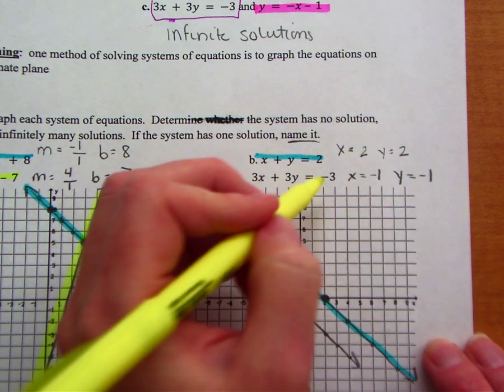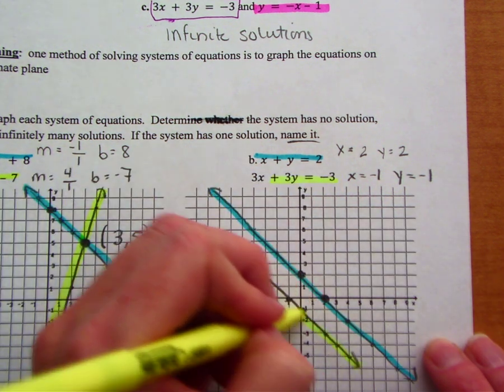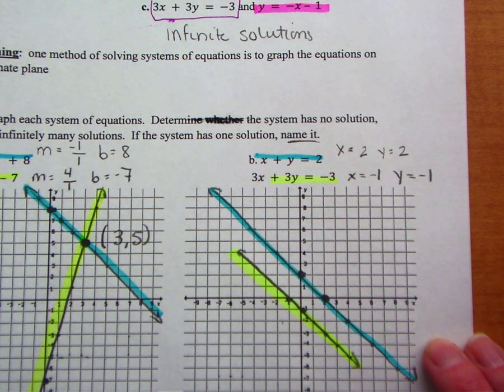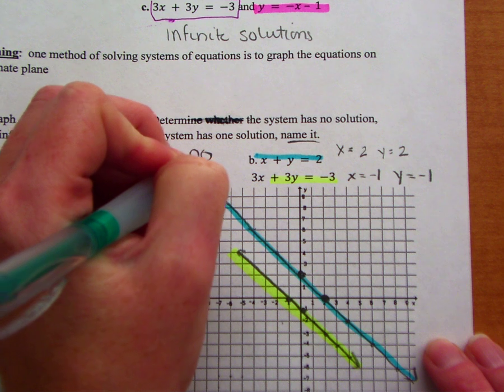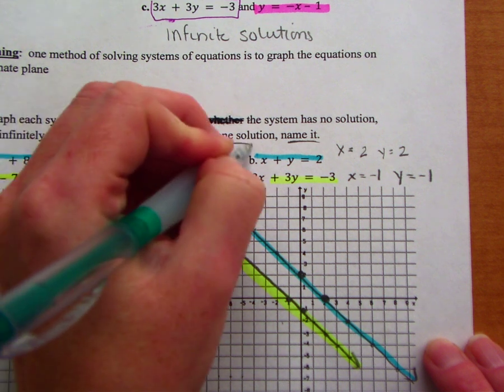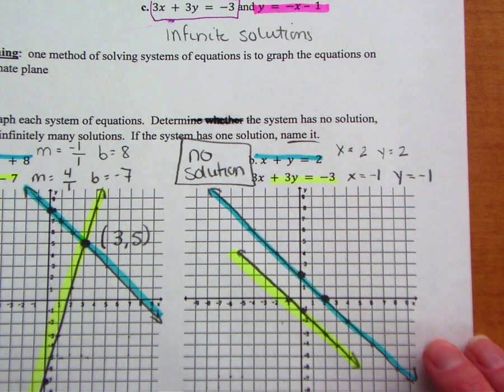Now if I look at these two lines, what do I notice? I notice that they are parallel. They will never intersect. So my solution to this set is no solution. Make sure you put that clearly on your paper somewhere.